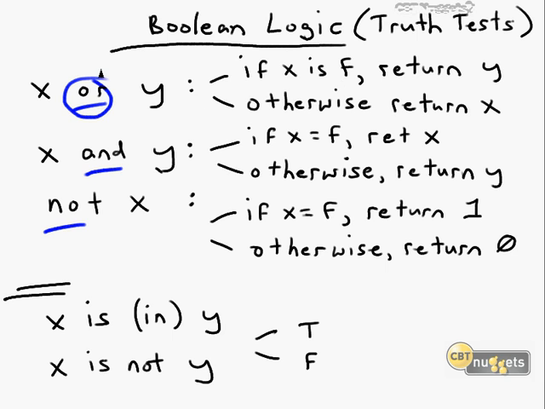Now, if both of these are true, then both of them will be gathered up. The AND operator says that if x is false, return x, otherwise return y. Here, both conditions have to be true in order to pull back both x and y. The NOT Boolean operator says if x is false, return 1. That's used as a success error code. Otherwise, return 0.